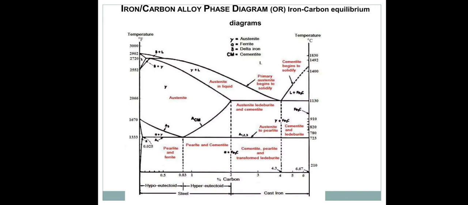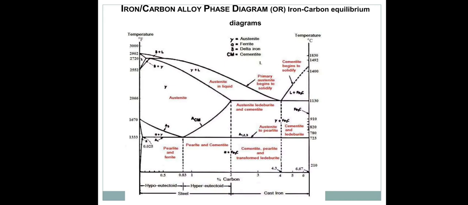Solidification of iron-carbon alloys. As we know, there are three types of ferrous alloys based on carbon content: iron, steel, and cast iron. Compositions up to 0.008% carbon are regarded as commercially pure iron. Those from 0.008 to 2% carbon represent steel, and above 2% carbon represents cast iron.